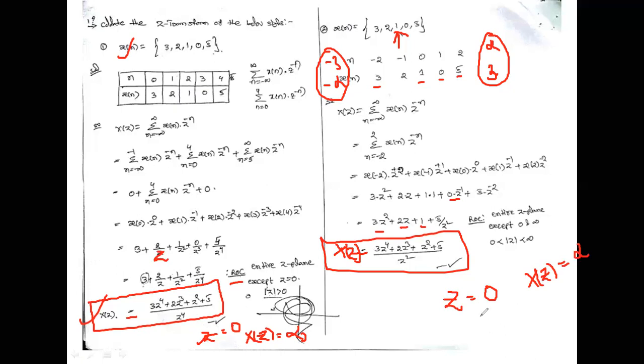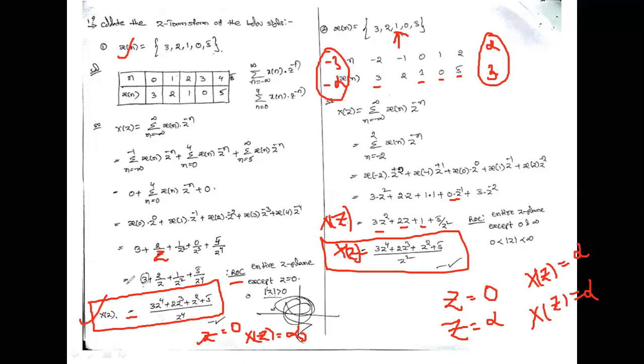Got it? Or otherwise, if you take this function x of z, now z is infinite here. If you take z is equal to infinite, the last term becomes 0, and this value becomes the infinite term. So x of z is also infinite when z is equal to infinite. Got it, my dear students?